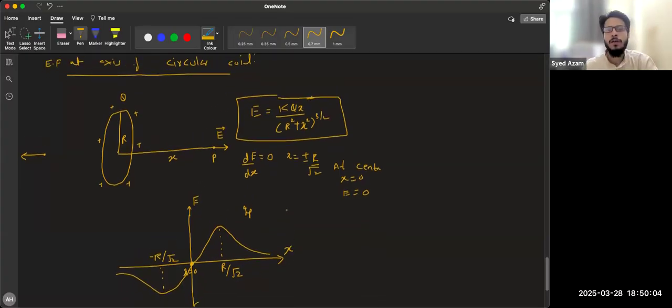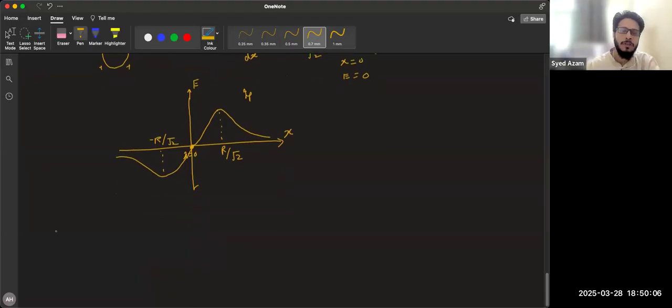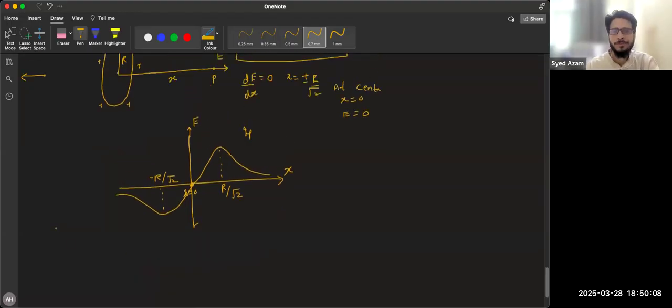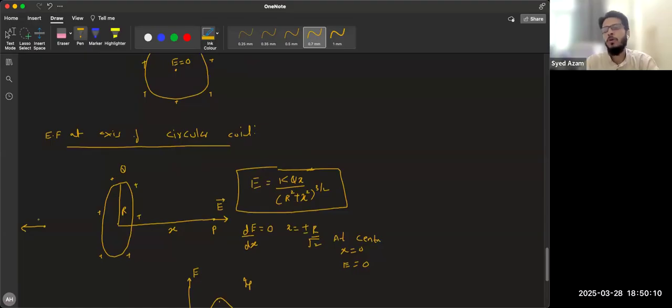After this point, electric field at axis of circular coil, the next is, after circular coil and wire, the next shape is sphere. Hollow sphere and solid sphere. Hollow and solid sphere we'll do with Gauss law. We'll derive the electric field using Gauss law.